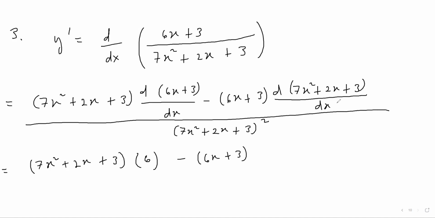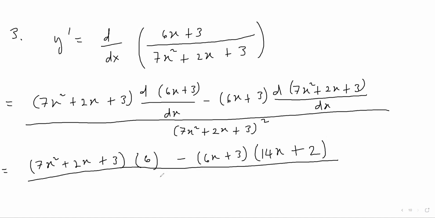And then you differentiate 7x squared plus 2x plus 3. If you differentiate 7x squared, that gives you 14x. If you differentiate 2x, you get plus 2. If you differentiate 3, you get 0. So you're left with 14x plus 2. Now you divide by the function at the bottom, 7x squared plus 2x plus 3 to the power of 2. So that's what you have. This is your final answer.